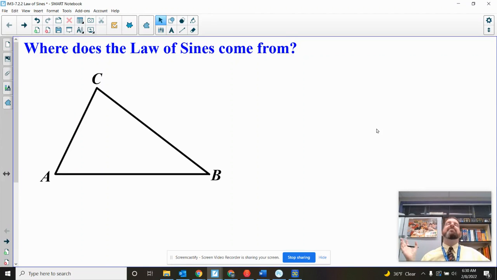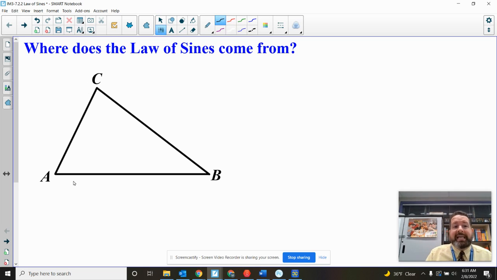So, where does this fantastic, glorious, wonderful, magical law of sines come from? It comes from here. The general idea is this. You take any triangle and you make it into two right triangles. There you go. So we now have, I'm going to call this D. You've got triangle ACD and you've got triangle BDC.